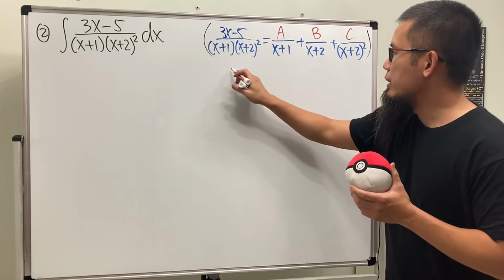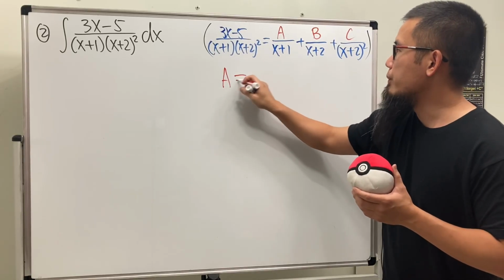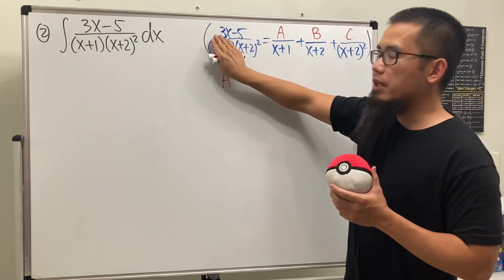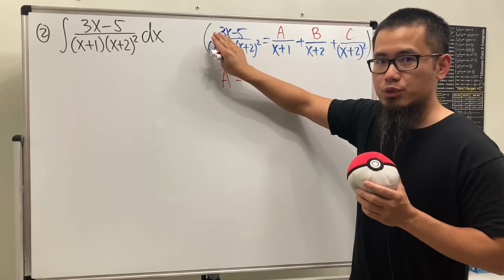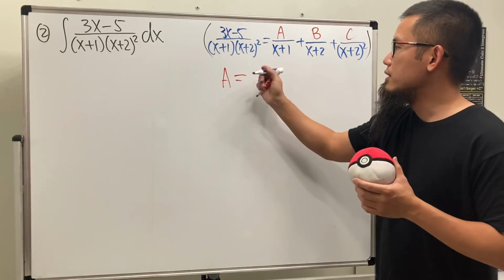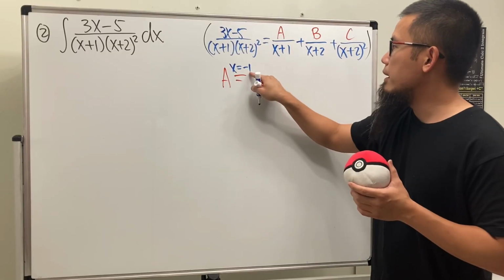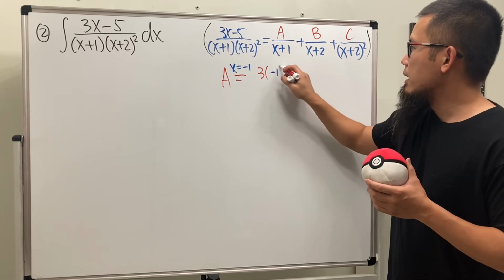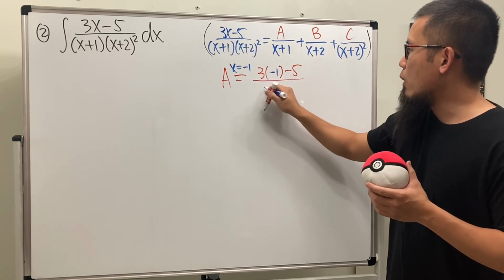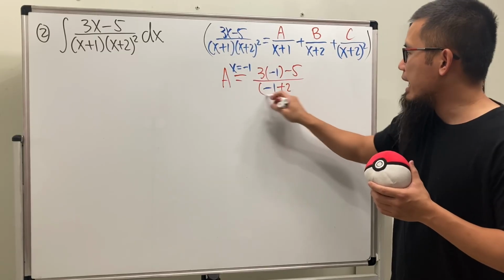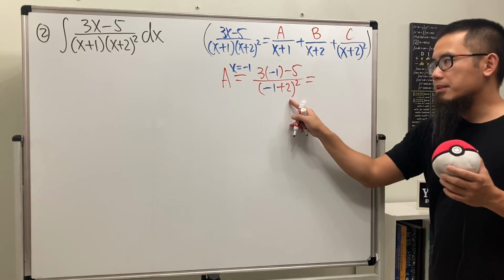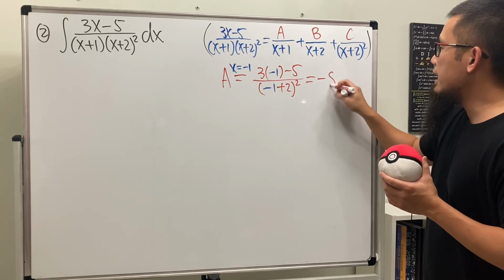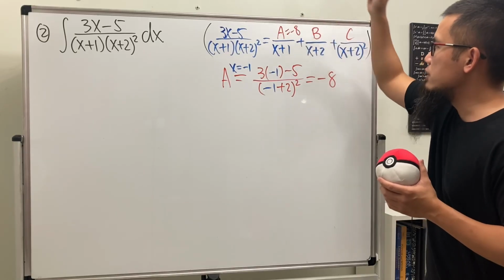So here we go. To get A with the cover-up, well, this is what we do. The denominator here is x plus 1. We go back to the original, cover the same denominator, and how can we make x plus 1 equal 0? X has to be -1. So we will put x equals -1 into this x and that x. So we get 3 times -1 minus 5 over -1 plus 2, and then we square. On the bottom, this is just one squared, which is 1. On the top is going to be -3 minus 5, which is -8. So A is equal to -8, which is very nice.